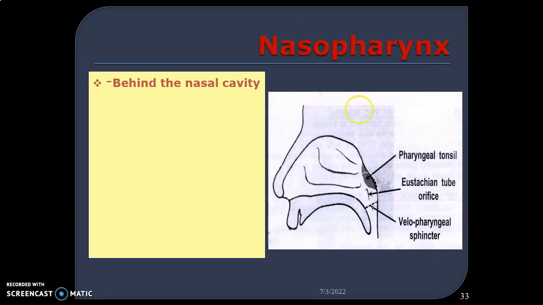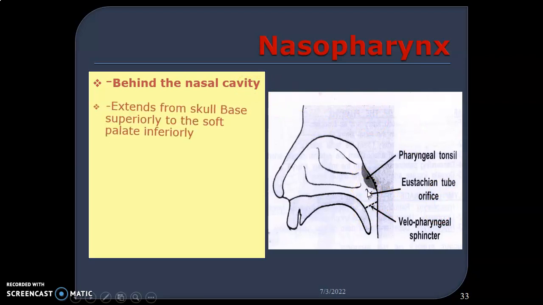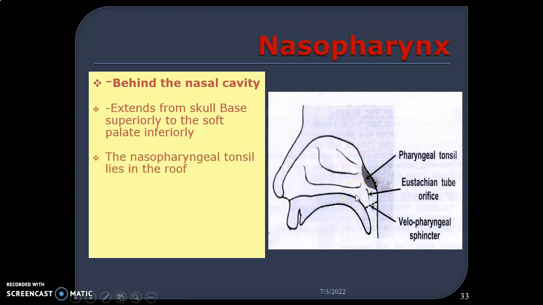So, the nasopharynx is located behind the nasal cavity, as we have said, and it extends from the skull base to the soft palate. So the roof of the nasopharynx is the skull base superiorly, and inferiorly to the soft palate. And the nasopharynx is located behind the nasal cavity. So it's separated from the nasal cavity by what we call the choana. Choana is the posterior opening of the nasal cavity into the nasopharynx.